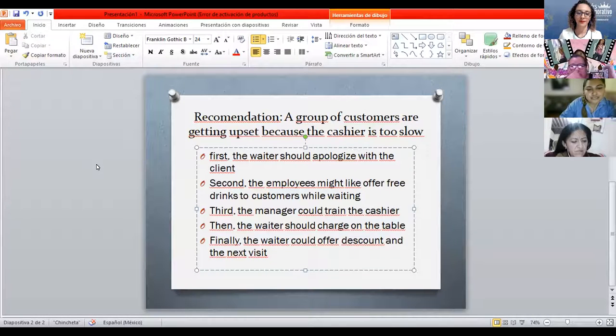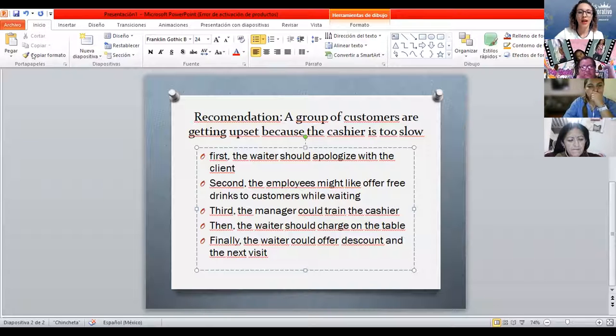Okay. Dear manager, train the cashier. Excuse me. Then the waiter should serve the table, and finally, the waiter could offer a scone for the next visit. Okay, thank you very much. I appreciate it, Jenny, Anna, and Oscar.